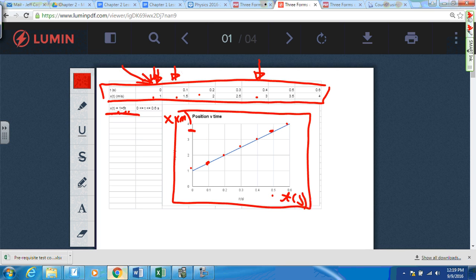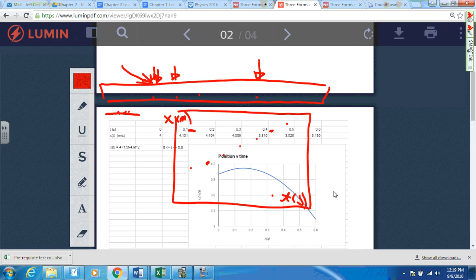My bad, guys. Oh, no. Can we not go to the next page? Oh.